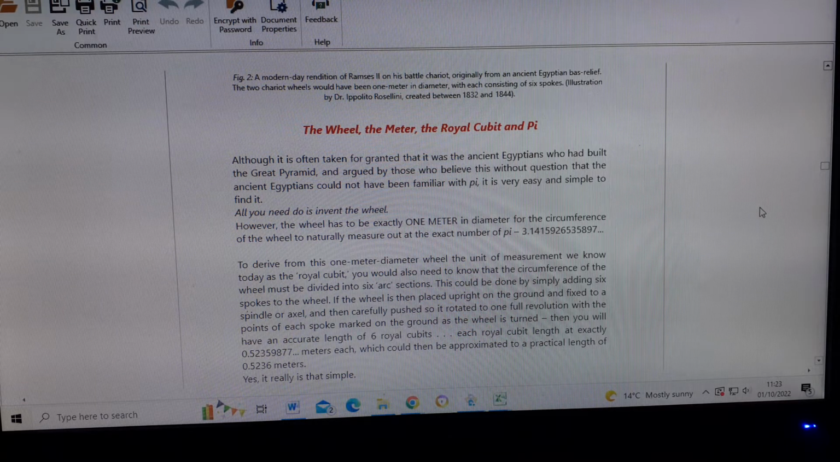Although it's often taken for granted that it was the ancient Egyptians who had built the Great Pyramid, and argued by those who believe this without question that the ancient Egyptians could not have been familiar with pi, it's very easy and simple to find it. All you need to do is invent the wheel. Well, we're talking here about an Egyptian chariot wheel with 6 spokes. However, the wheel has to be exactly 1 meter in diameter for the circumference of the wheel to naturally measure out the exact number of pi.